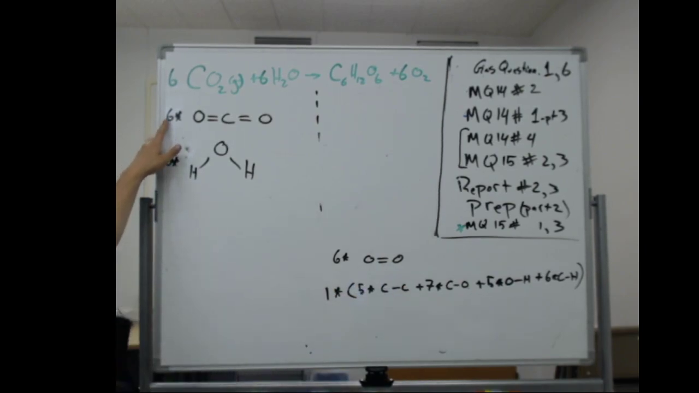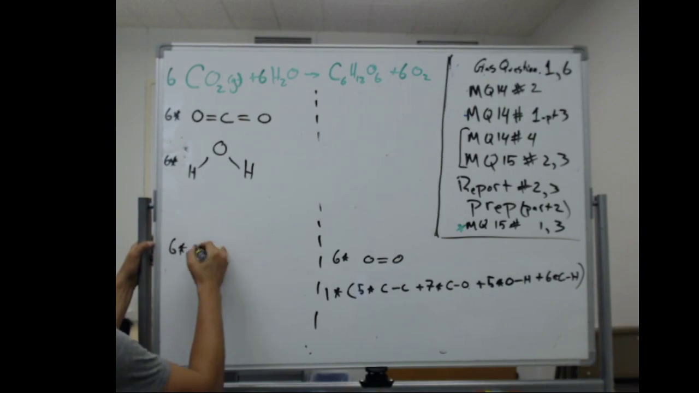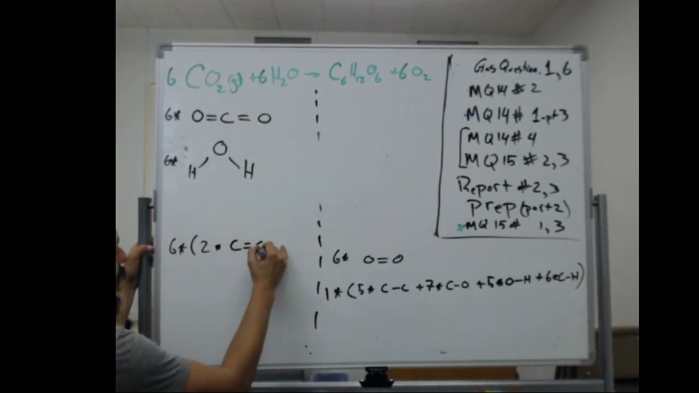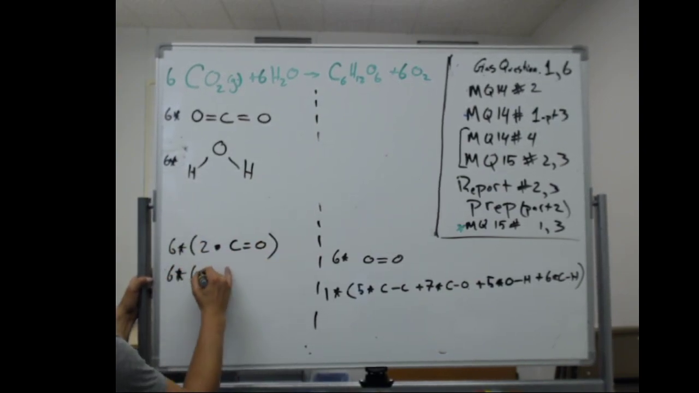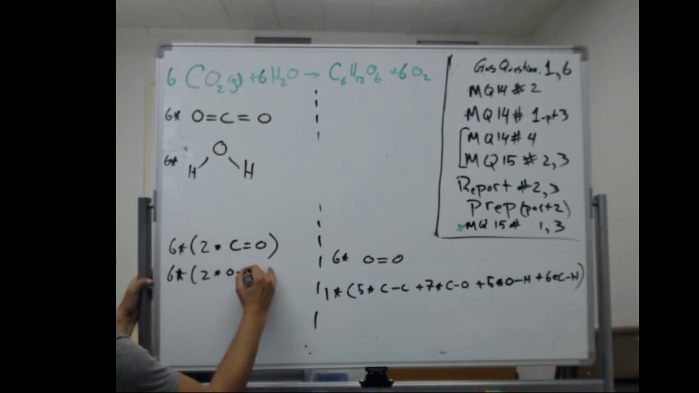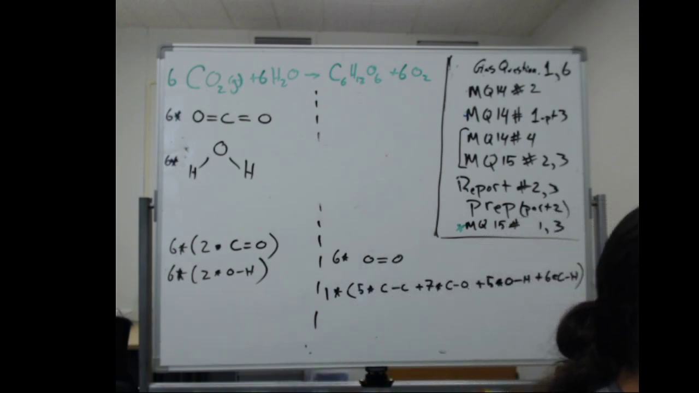I'm also going to be breaking, so let's do the same thing over here for our reactants. Every CO2 is going to have 2 carbon-oxygen double bonds, and every H2O is going to have 2 oxygen-hydrogen bonds. And now, after I've done all of that bookkeeping, it's really just a matter of identifying the correct bond energies and doing some algebra.